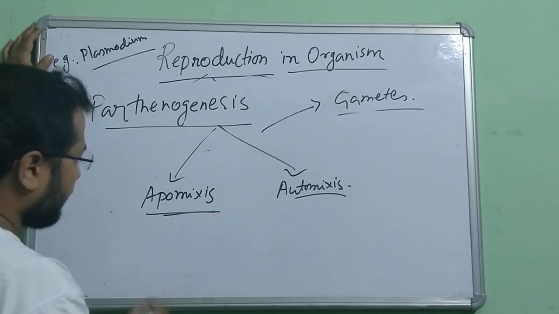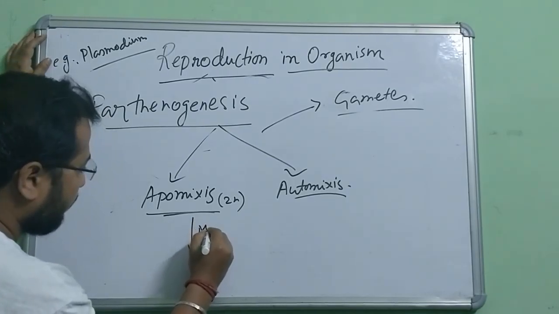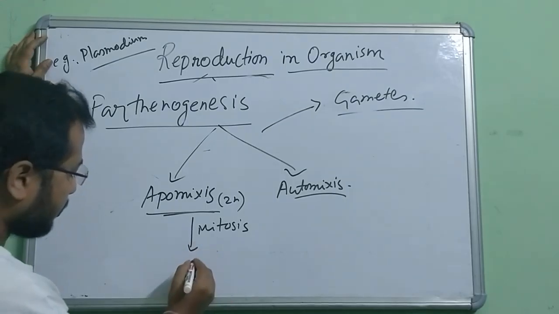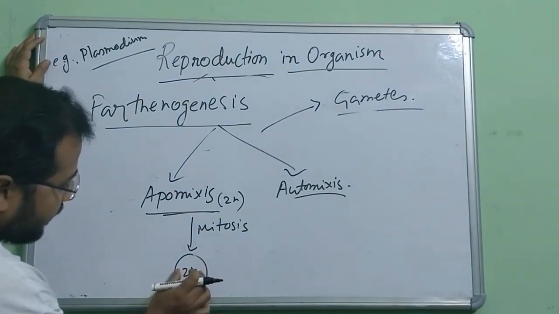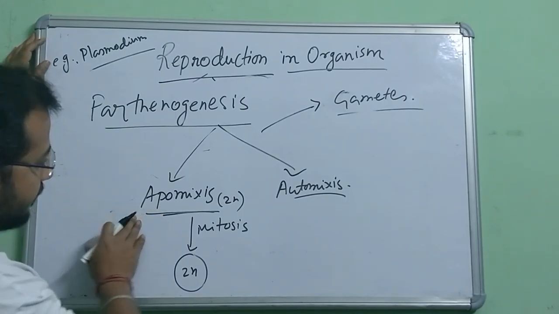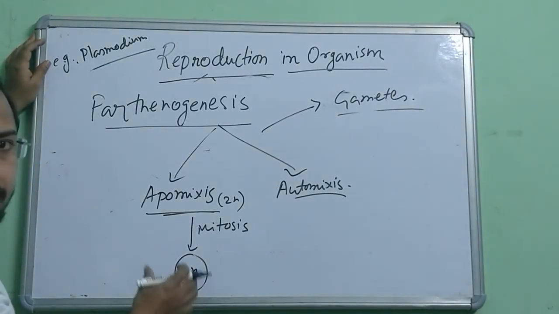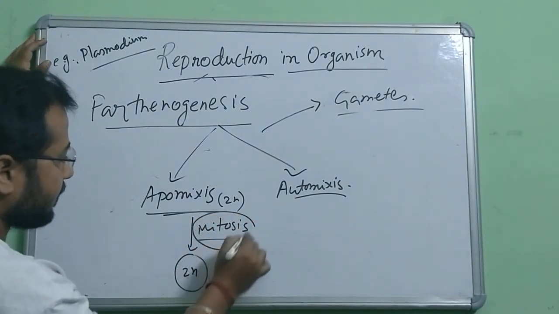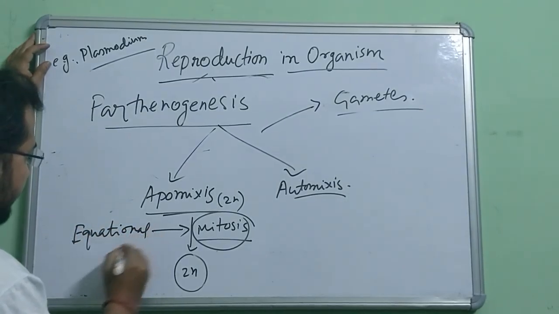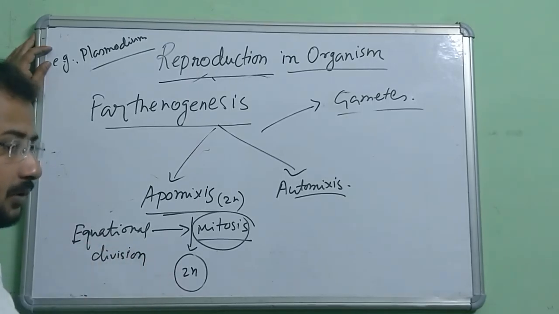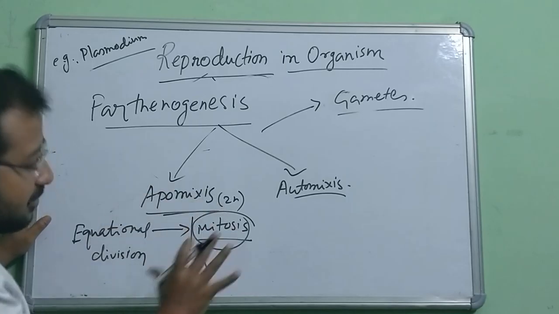Now what is the difference? If it is a diploid organism, in apomixis the cell undergoes mitotic cell division and produces a gamete which has the same set of chromosomes, the full complement of chromosomes. As the parent has the full complement, the whole set of chromosomes is present in the newly developed gamete or cell. Because this is mitosis, and we know that mitosis is also known as equational division. Each and every point is important for you to remember, so that you can write the answers in your own language in the examination. You don't need to mark up things if you understand these basic concepts.